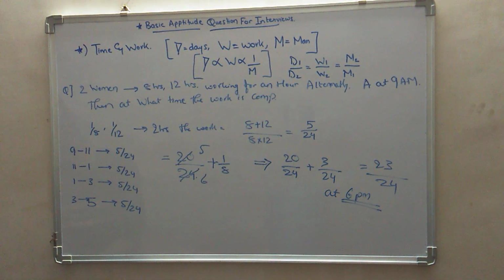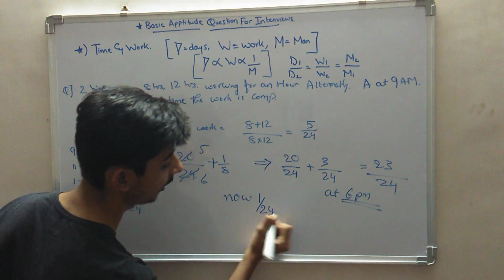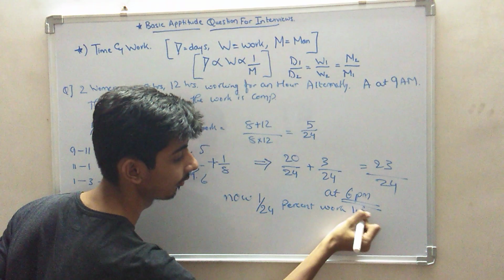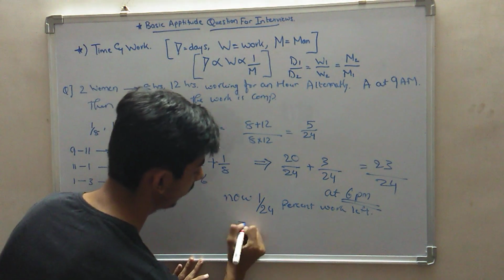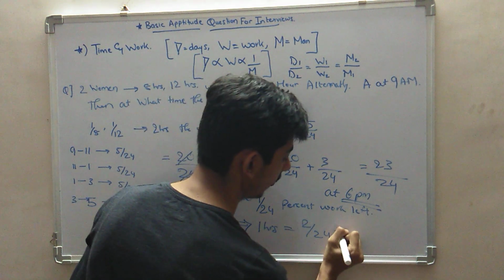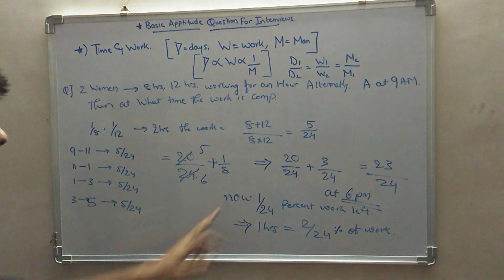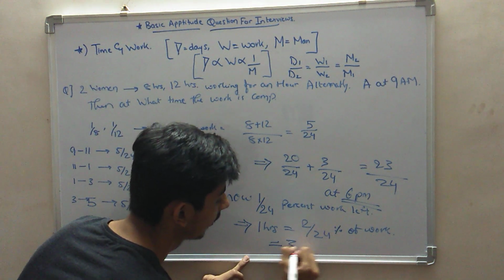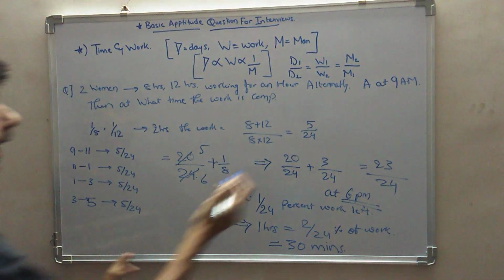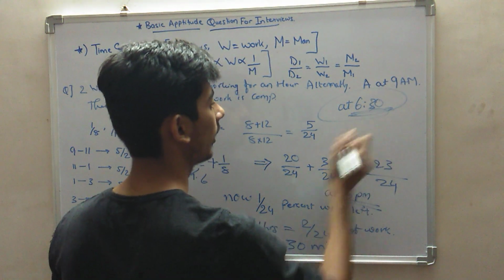Now 1 by 24 of the work is left, and B does 2 by 24 of the work in 1 hour. Therefore for 1 by 24 it takes 30 minutes. Therefore finally at 6:30 the work would be completed.